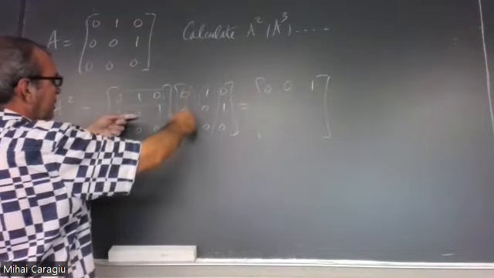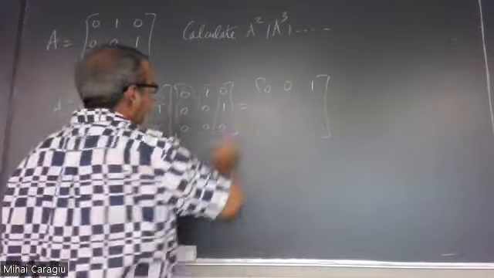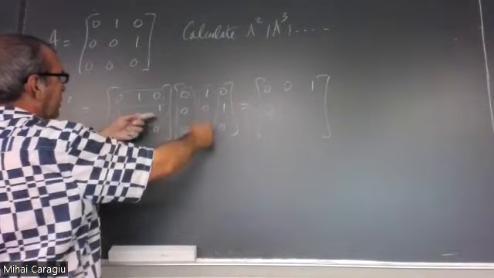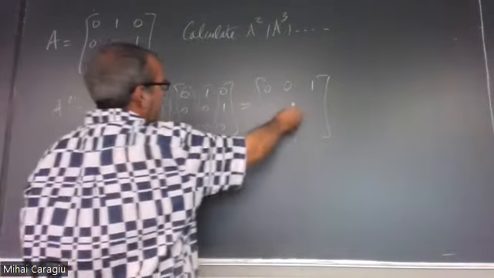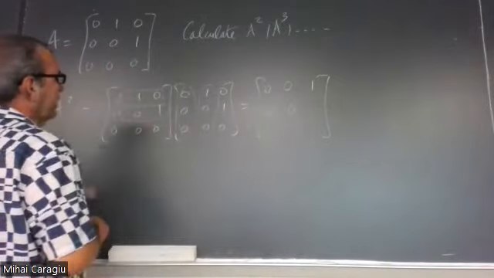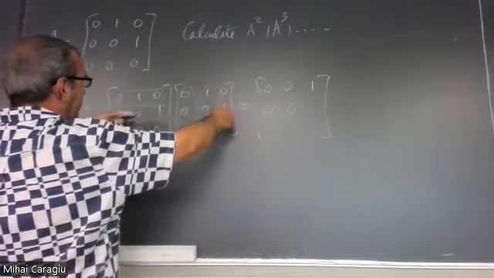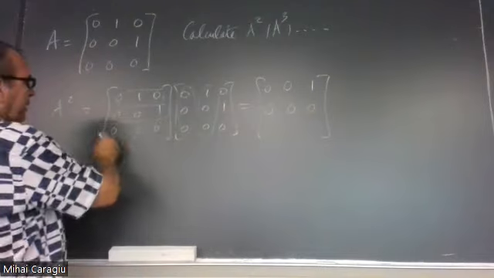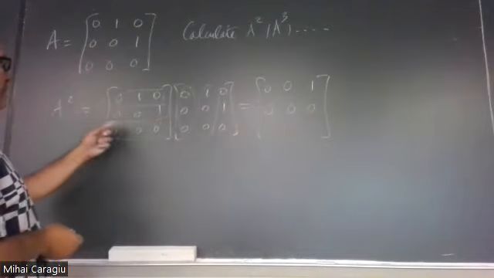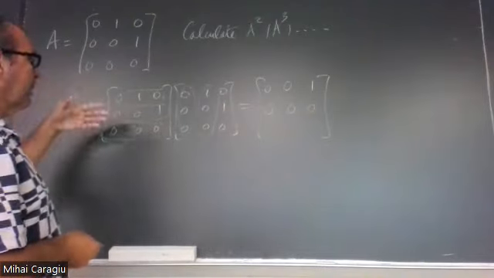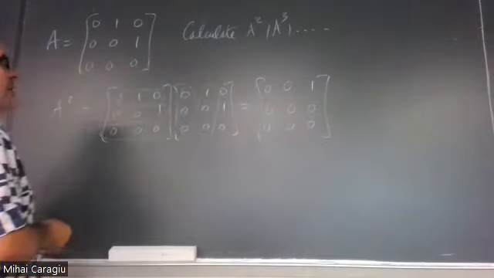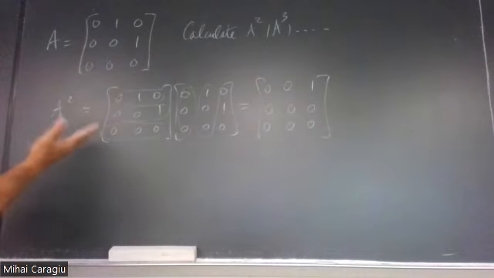0 times 0, 0 times 0, 1 times 0, all zeros. Second, 0 times 1, 0 times 0, 0 times 1 times 0, all zeros. Second, third, 0 times 0, 0 times 1, 1 times 0, all zeros. Third, first, but because the third row is only 0, 0, 0 multiplied with whatever you want is still 0. So 0, 0, 0. So basically what we get here, the area of the ones diminished for A squared.